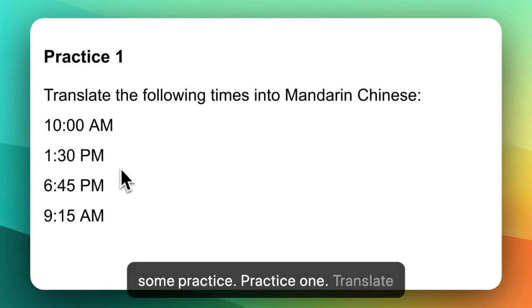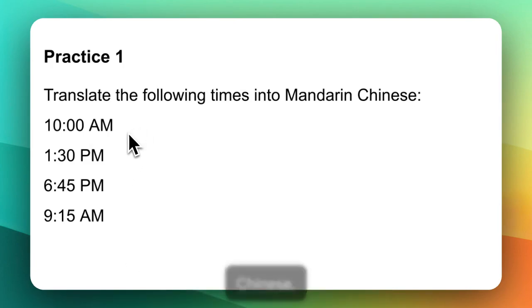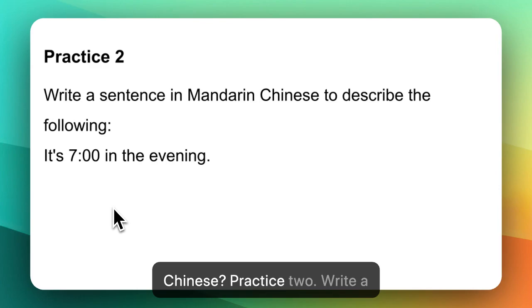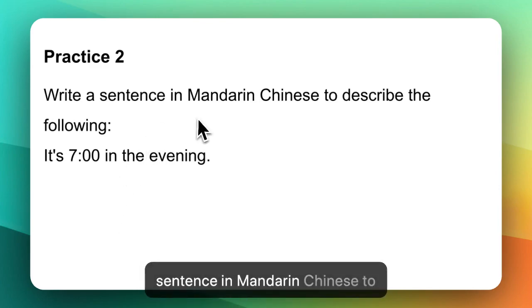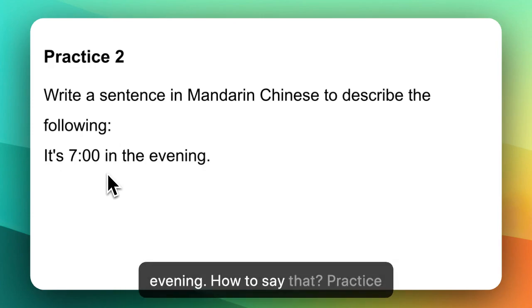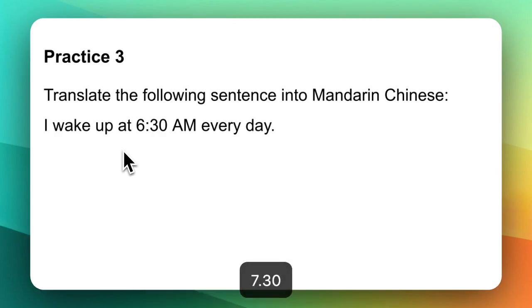Practice 1. Translate the following times into Mandarin Chinese. So how to say these times in Mandarin Chinese? Practice 2. Write a sentence in Mandarin Chinese to describe the following. It's 7 in the evening. How to say that? Practice 3. Translate the following sentence into Mandarin Chinese. I wake up at 7:30 a.m. every day.